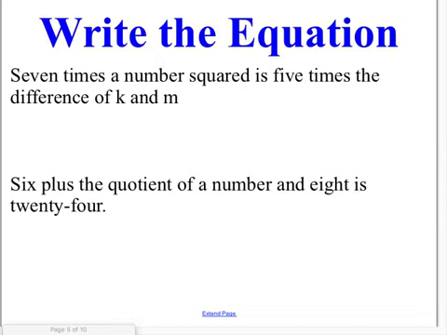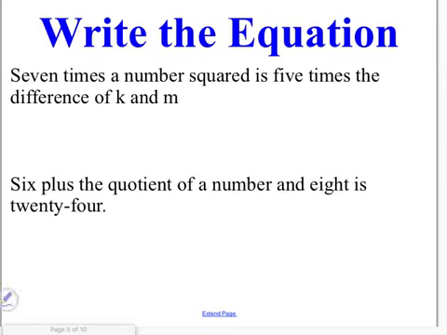7 times a number squared is 5 times the difference of k and m. Remember a few key things back from Chapter 1. If you see the word difference or sum, those need to go in parentheses, and new to this chapter, that word "is" is going to tell us where the equal sign goes.